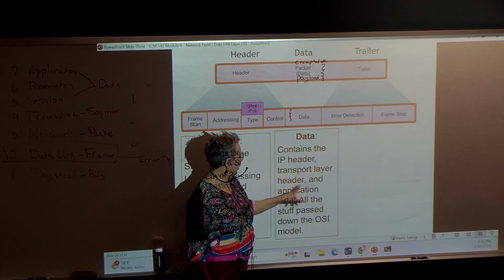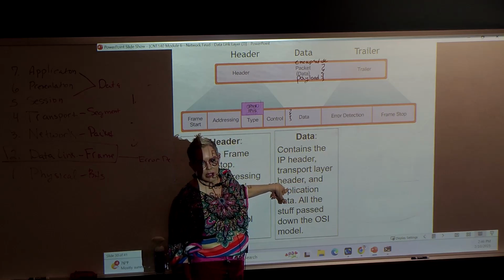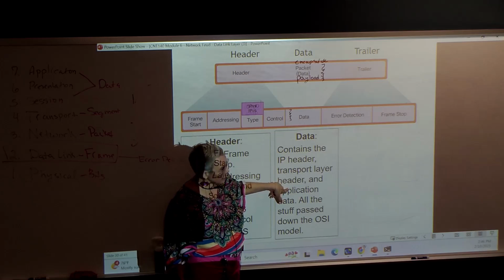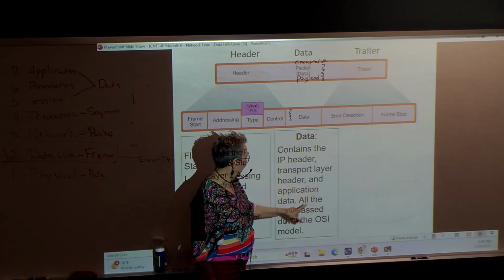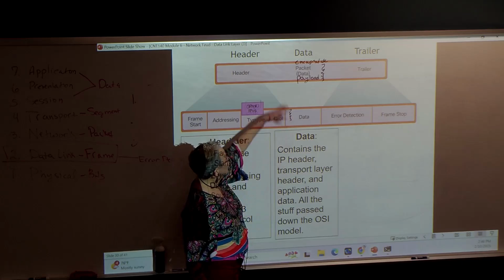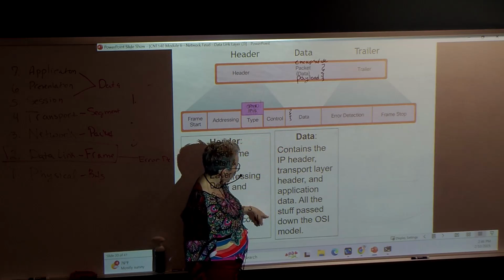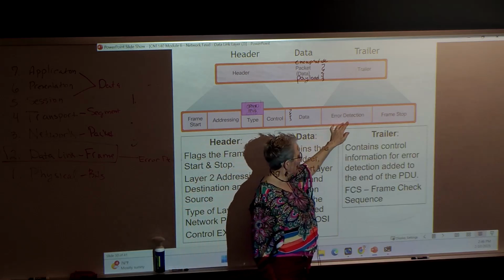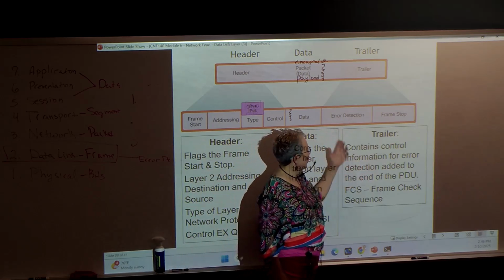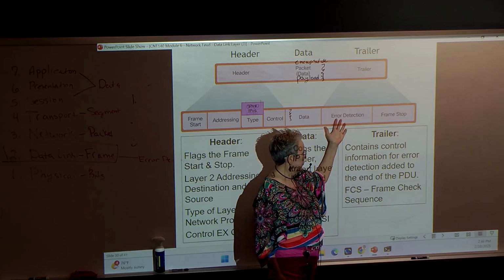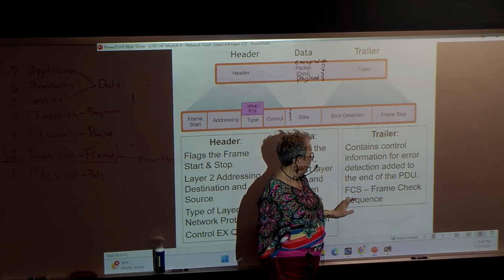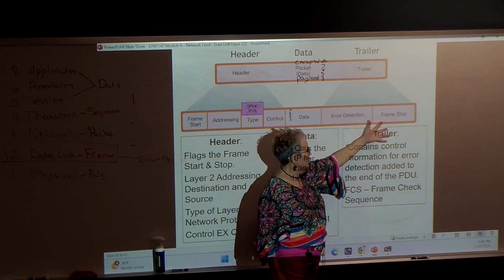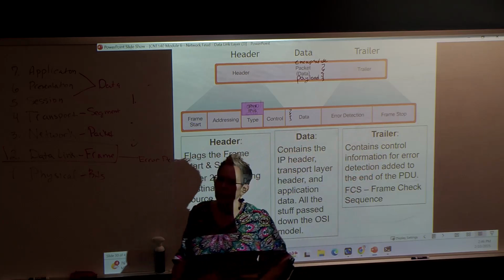The transport layer header will include the source and destination ports, and the application data. So anything from 7, 6, and 5. All this stuff that gets passed down. And then for our trailer, it contains control information for error detection, such as the frame check sequence, and then just a flag to say that we're stopping.